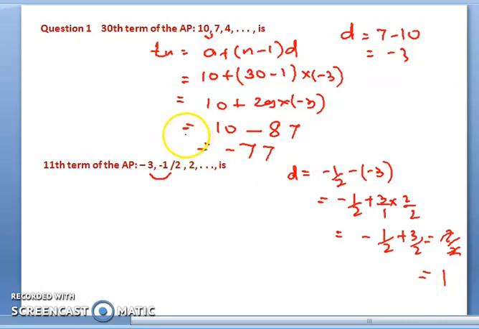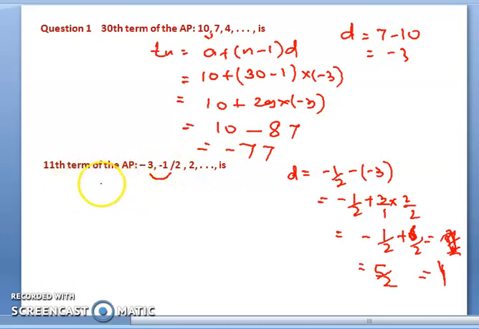So what can we do? Is it possible? Okay, did I miss anything? Yes, 3 into 2 is 6. Sorry. So this is 6 minus 1, which is 5. So the difference is 5 upon 2. Now we have the common difference 5 upon 2.